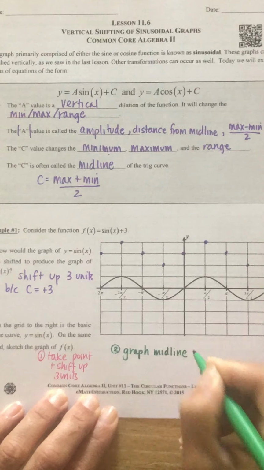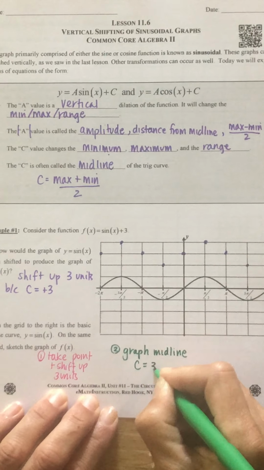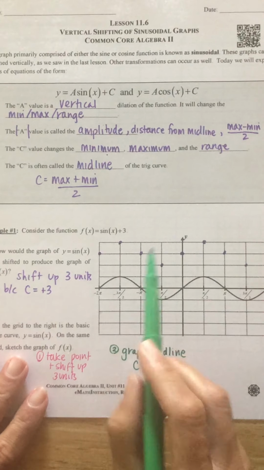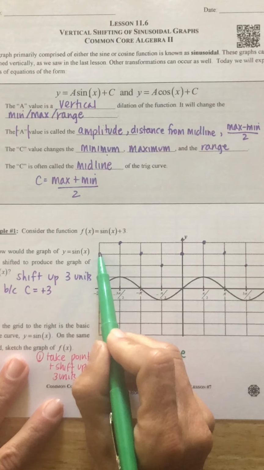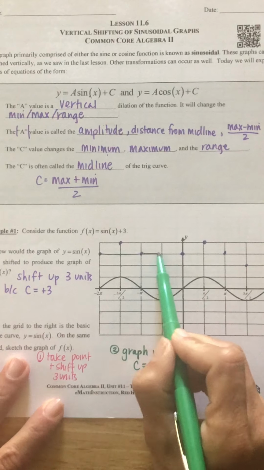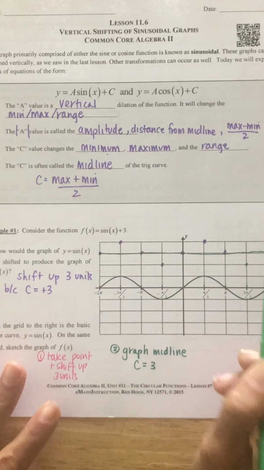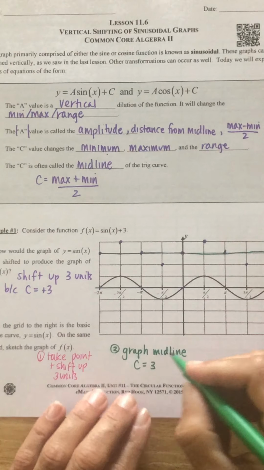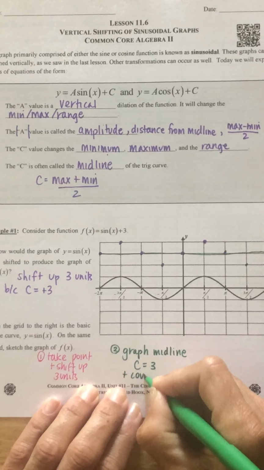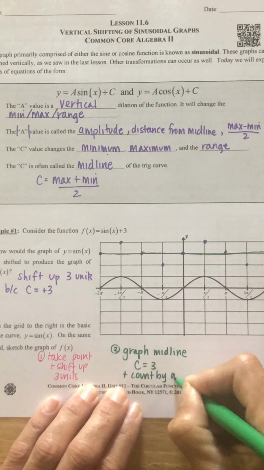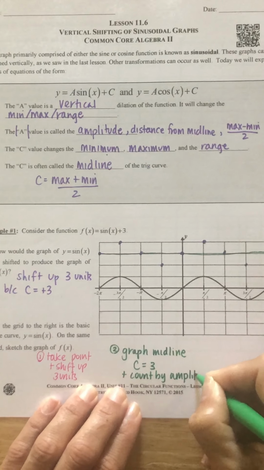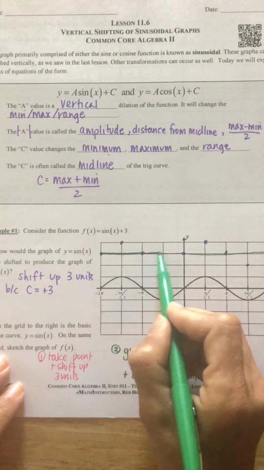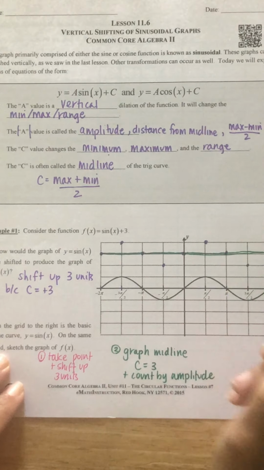So remember, the midline is the C value. Your C is a positive 3. So if you go up to positive 3 and put a horizontal line, that's going to be where you count your amplitude off of. So I'm on this green midline, right? Ignore those points and ignore my dog.